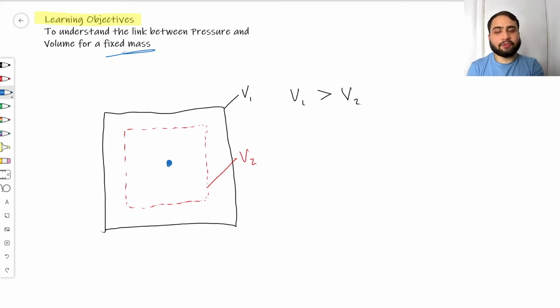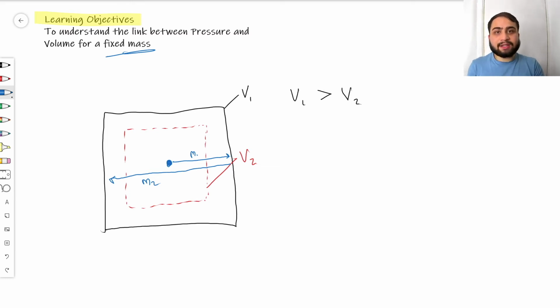Okay, first let's look at V1. We know that pressure in a container is really due to the force exerted by the particle on the walls of that container. So for the bigger volume V1, the particle will travel all of this way here. Let's just call that M1. And then it will travel all the way back to the other side. It will travel M2. So quite a large distance between collisions.